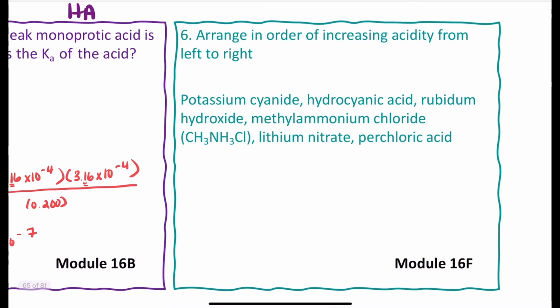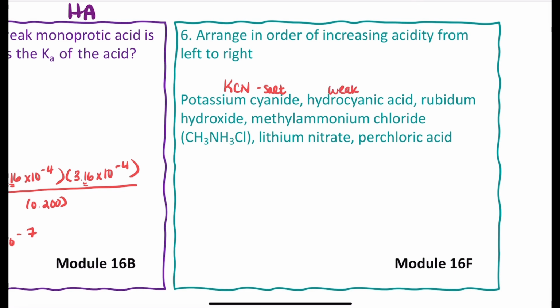Arrange in order of increasing acidity from left to right: potassium cyanide, hydrocyanic acid, rubidium hydroxide, methyl ammonium chloride, lithium nitrate, and perchloric acid. Okay. First thing I want to do is figure out what the formulas are and if they're acidic, basic, or salts from the start. Potassium cyanide, I know potassium is K, cyanide is CN. That is definitely a salt. So it could be acidic, basic, or neutral. I'll come back to that one.